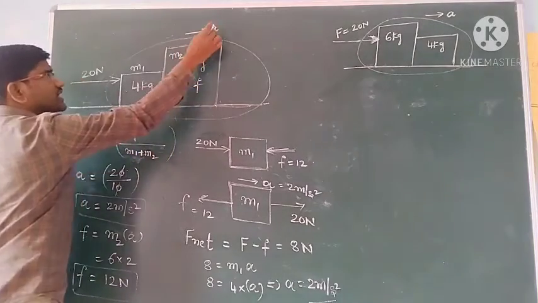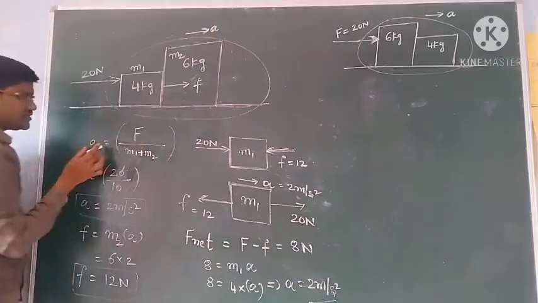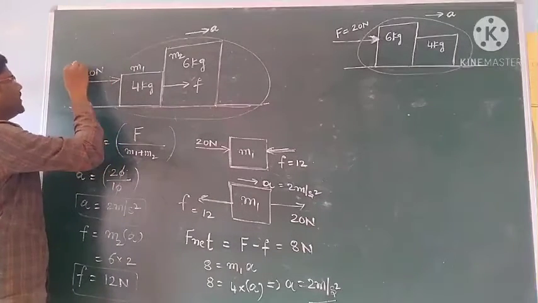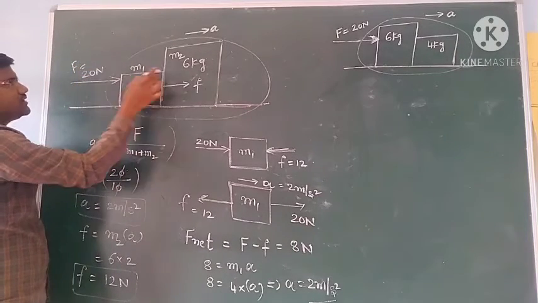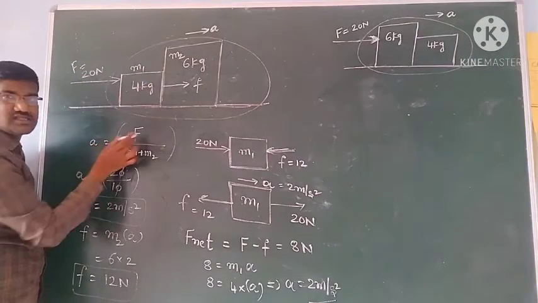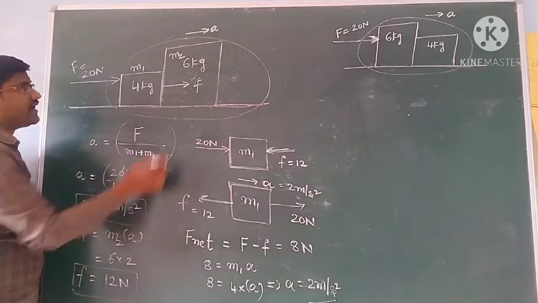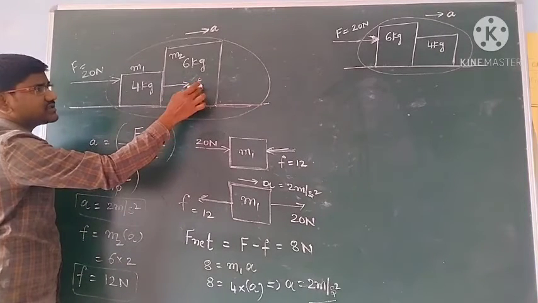Okay students, that's why I want A. And yesterday I told the formula for this applied force. F, the 20 newtons force, is moving these two blocks. Then A is equal to F by M1 plus M2, I told. So you get the acceleration, and after getting the acceleration you can calculate this force F.